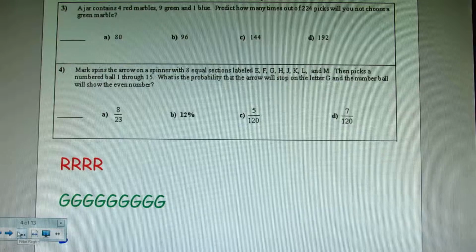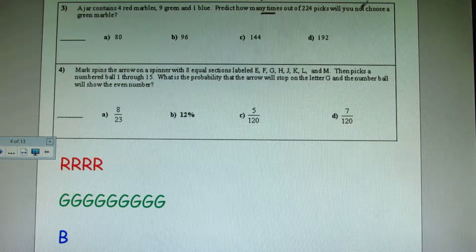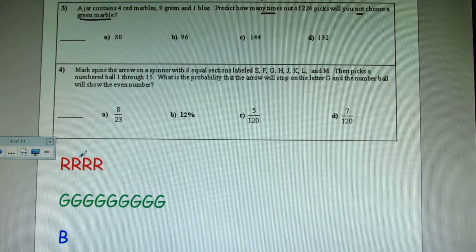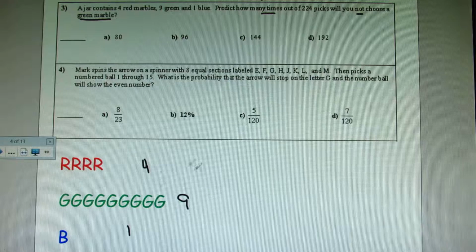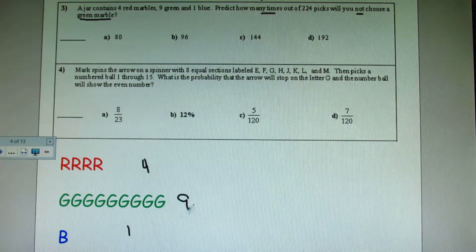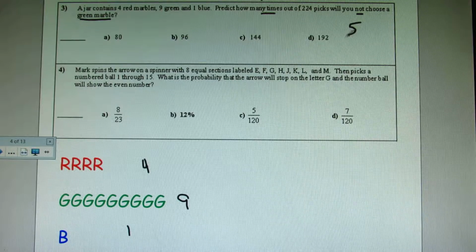Moving on. Number 3. A jar contains 4 red, 9 green, and 1 blue. Predict how many times out of 224 that I will not choose a green marble. Okay, so that means I need to write a fraction that represents me not choosing a green marble. There are 9 greens, 4 reds, 1 blue. So the chance of getting a green is 9. The chance of not getting a green is 4 plus 1, which makes 5. So there's 5 not green ones out of 15.